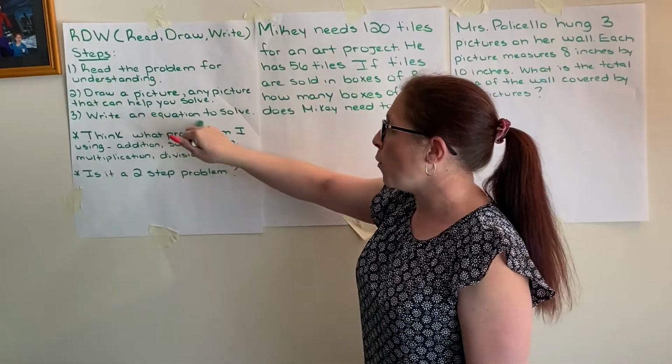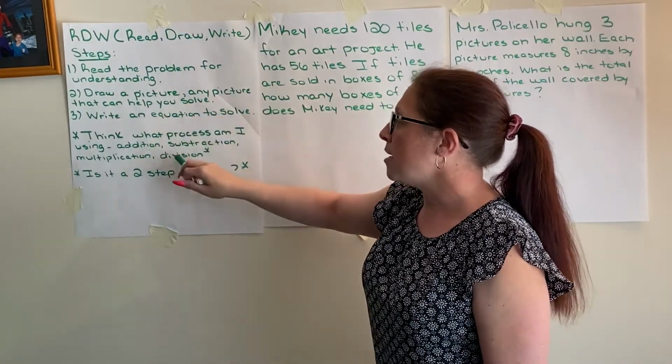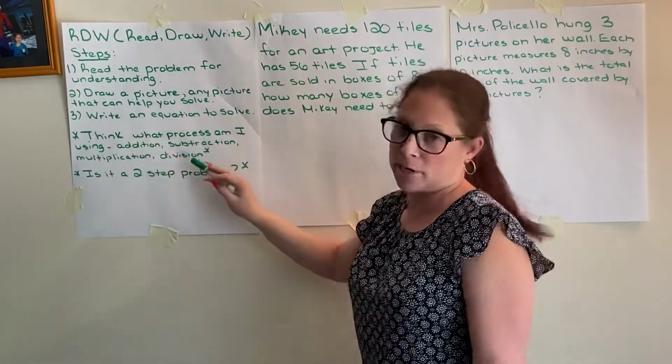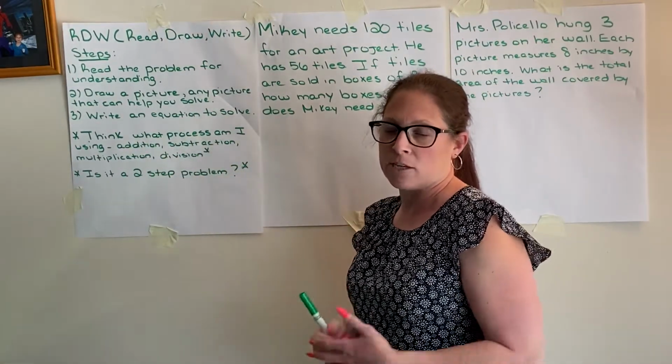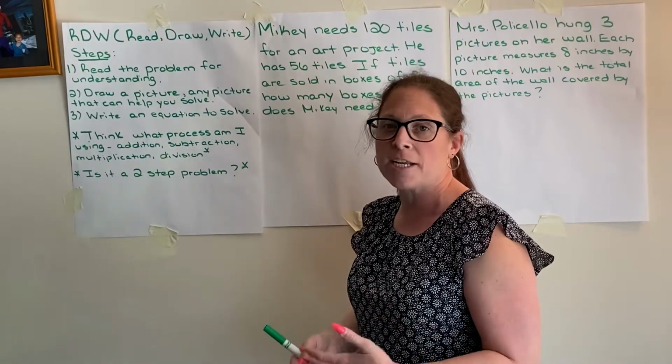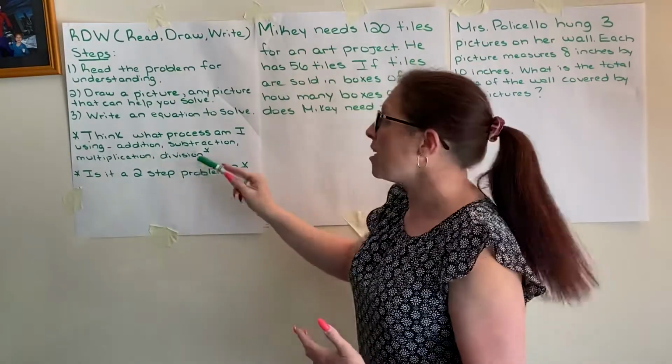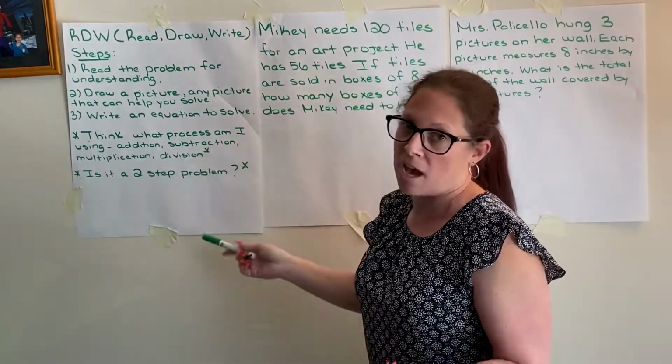Step 3, we're gonna write an equation to solve the problem. Now, two important things you wanna remember is first, you wanna think, what process am I going to use? Am I gonna use addition? Am I gonna use subtraction? Am I gonna use multiplication? Am I gonna use division, okay? And is it a 2-step problem? Meaning, am I gonna use 2 of these to help me solve, okay?